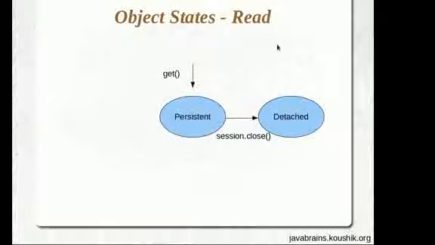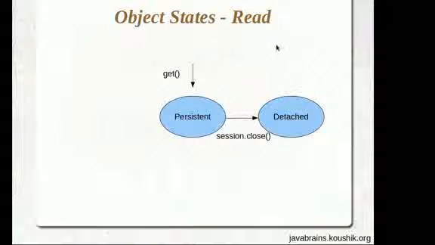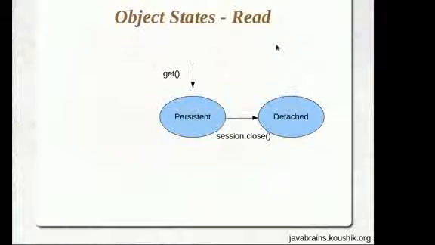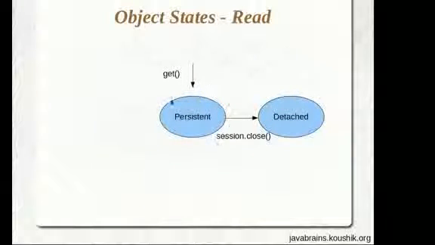Next, take a look at a read. Now for a read, we do not do a new. We do a session.get and we get the object depending on the primary key that we pass to Hibernate. Hibernate pulls up the actual record from the database and then it gives us the object itself. Now, the object that Hibernate gives us as we do a session.get is a persistent object. So by default, the object goes into a persistent state.